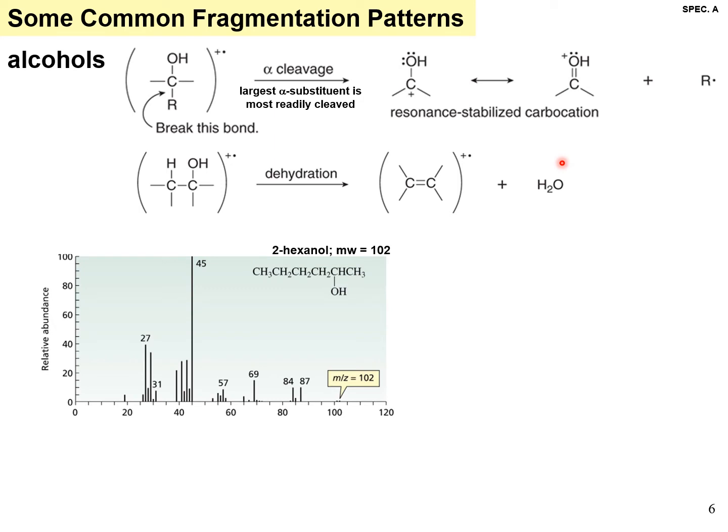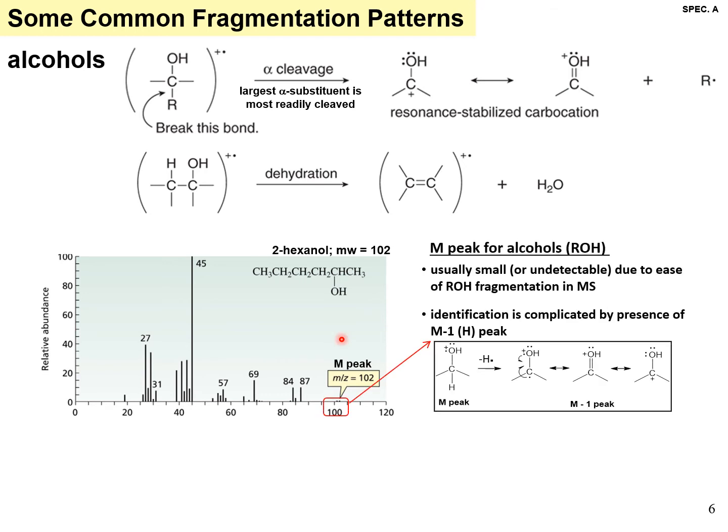We can see all of this alpha cleavage occurring in the mass spectrum of 2-hexanol, which has a molecular weight of 102. Here's the mass, 102. There's also a peak 1 unit below that. That's the M-1 peak, which results from a secondary alcohol losing a hydrogen off of the carbon bearing OH. So this is an alpha cleavage where a hydrogen is being lost, leading to a resonance stabilized cation.